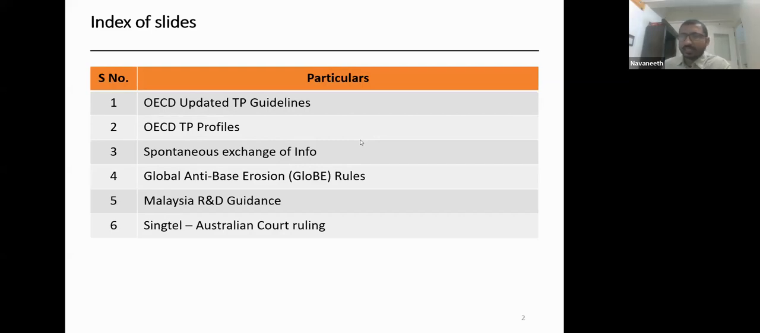Let's try and understand very briefly what this is, and time permitting, what is the controversy around the transfer pricing issue on interest payments from Australia as a part of Singtel's case.